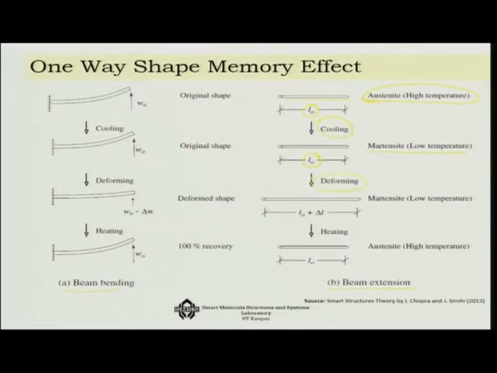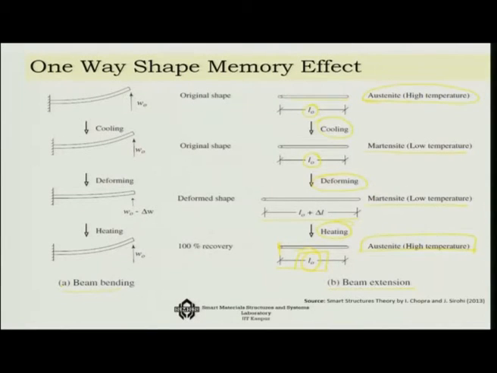Now you deform it. As you deform, the length increases to L0 plus delta L. But here it has gone from the twinned to the detwinned martensite phase at low temperature. Now you heat it up. As you heat it up, you are once again going to get back your L0 at the austenite high temperature phase, meaning thereby that every time you cool it, do whatever you wish, and then once you heat it up, you come back to this austenite high temperature, you are going to get back that same length again and again and again. That is the one-way shape memory effect.